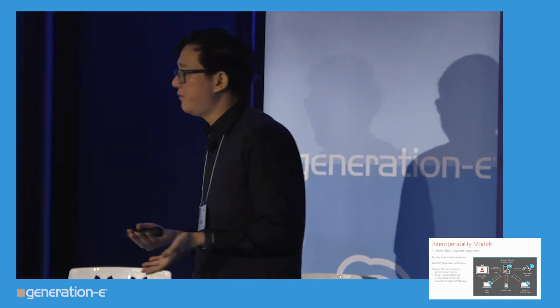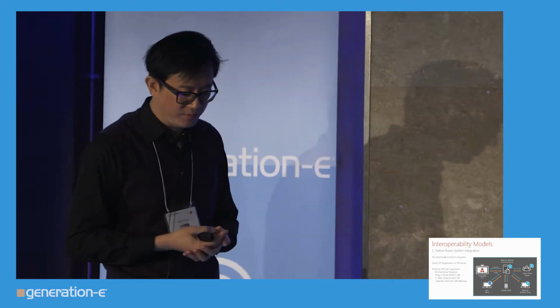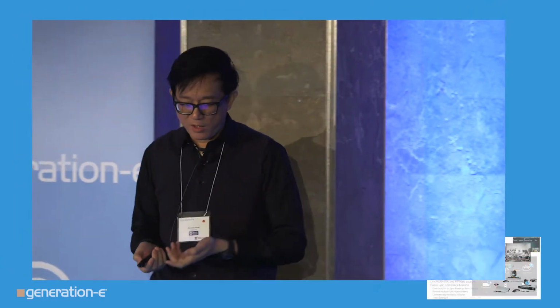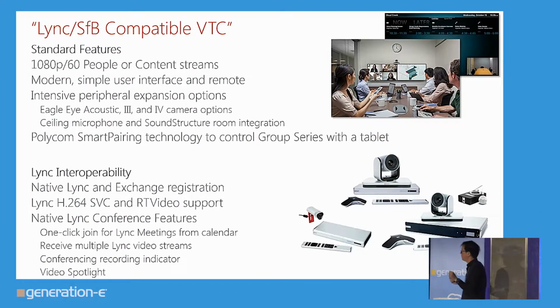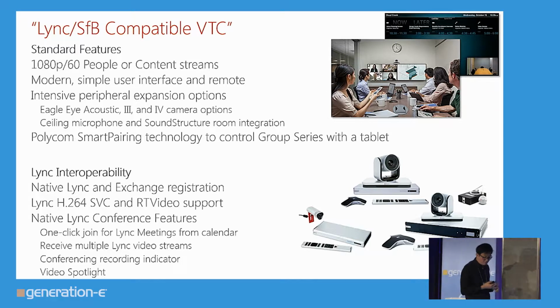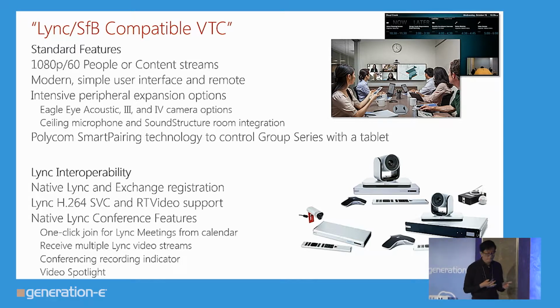But then again, not everyone manufactures such a system. So let's take a look at an example of this. This is what we provide in Polycom. We have the Group Series of room system. It belongs to the first model, which is essentially the compatible VTC. So all of the Lync interoperability is native. Exchange registration is there. It supports the Lync SBC codec. So all of the native Lync conferencing features are there.